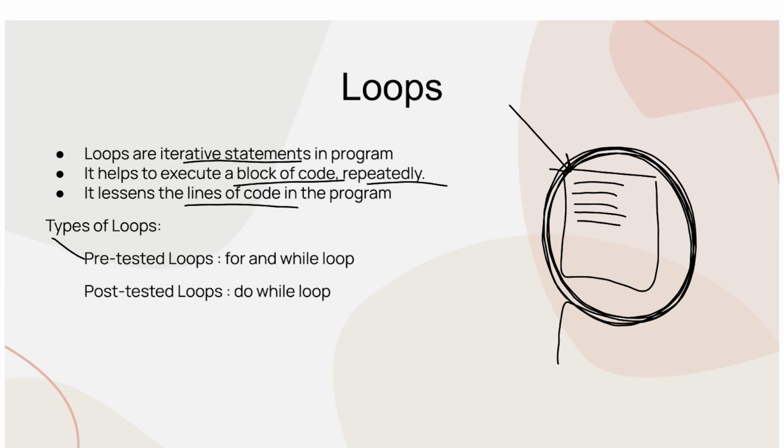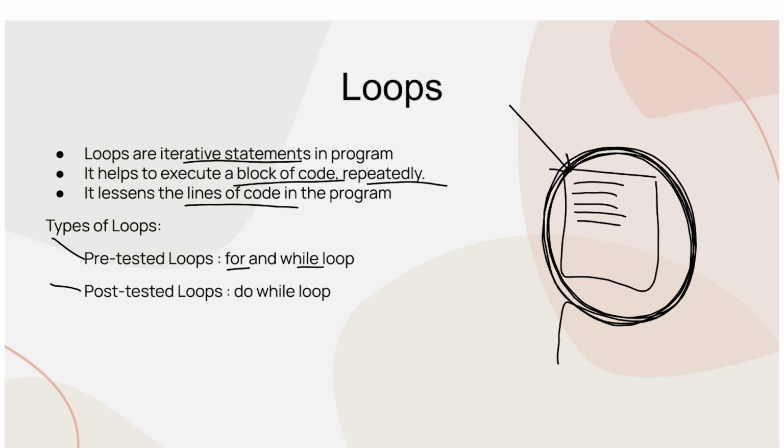There are two main types of loops, pre-tested loop and post-tested loop. Now in pre-tested loop, like for and while, these are two pre-tested loops. They both are saying that before executing, we will test the condition. If the condition is true, then only the control will enter the loop and execute. As soon as the condition is false, we will take the control out of the loop.